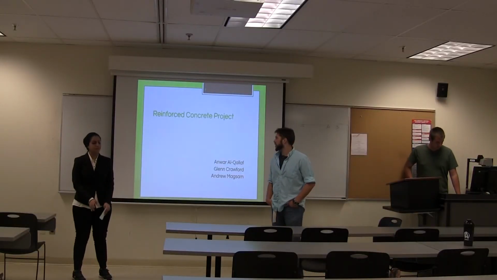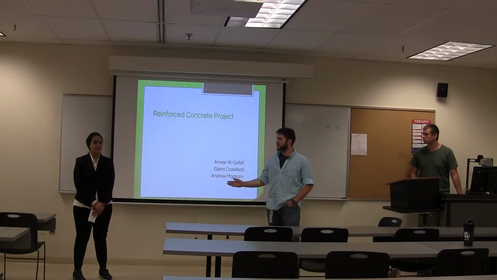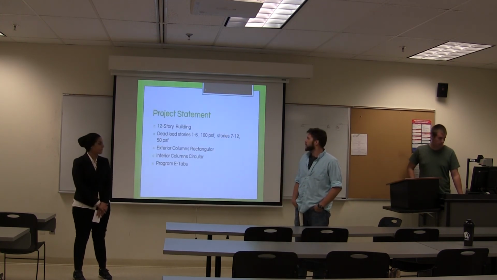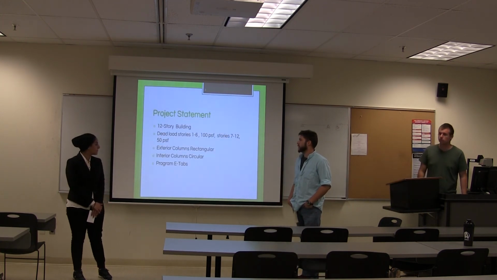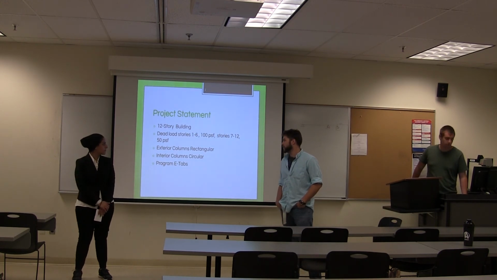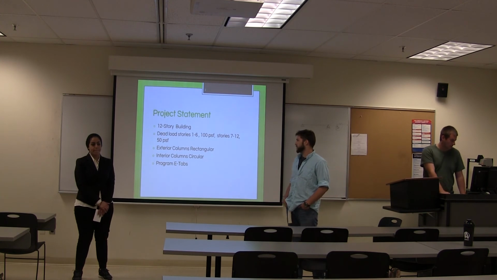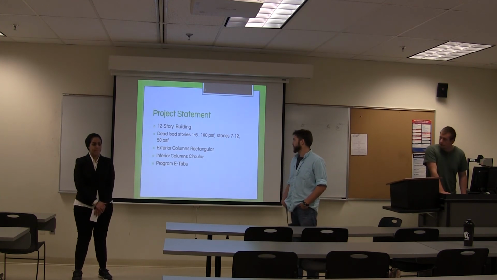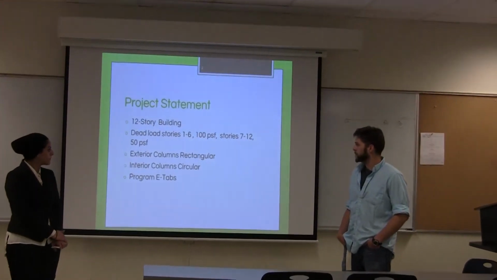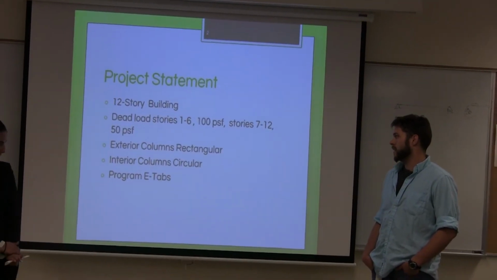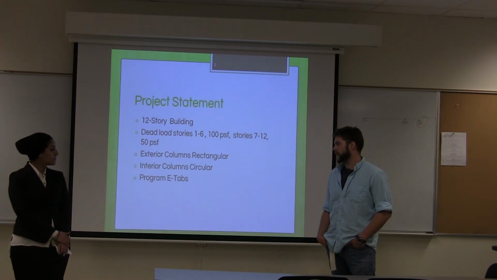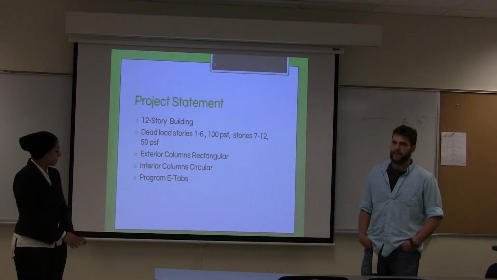Hello, today we're going to present our reinforced concrete project. This is Anwar, Glenn, and I'm Andrew. The project statement was a 12-story building with the first floor being 15 feet high and the rest being 12. We had a dead load on the first 6 floors of 100 pounds per square inch, and then on floors 7 through 12, we had 50. The exterior columns were rectangles, the interior columns were circles, and the program we used was ETABS, which is a part of SAP2000.